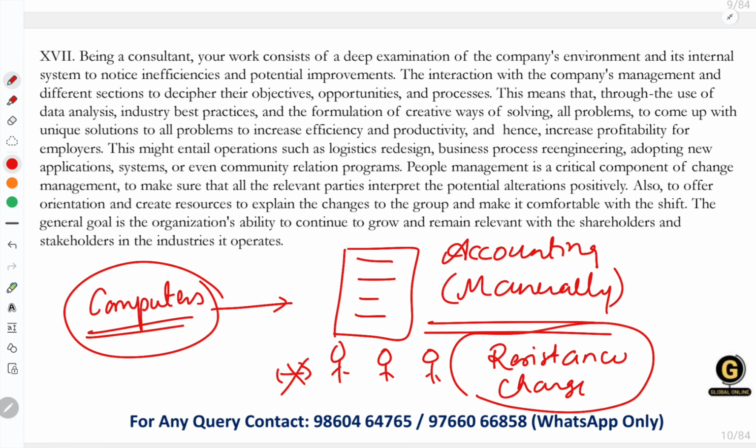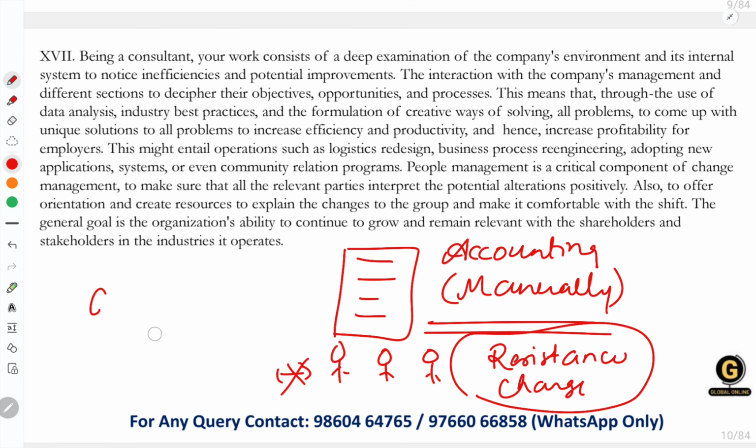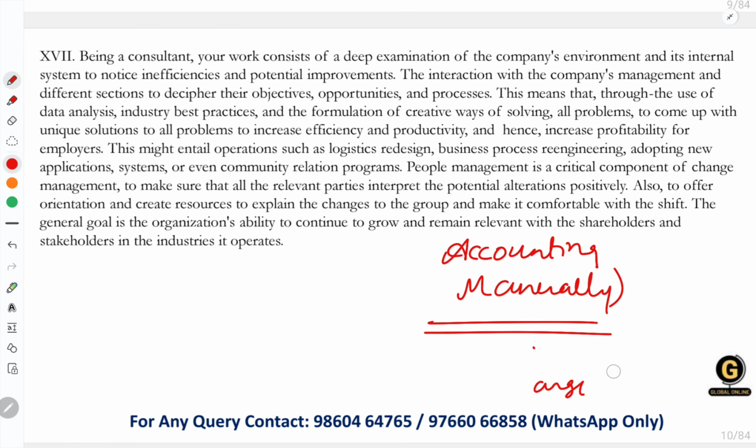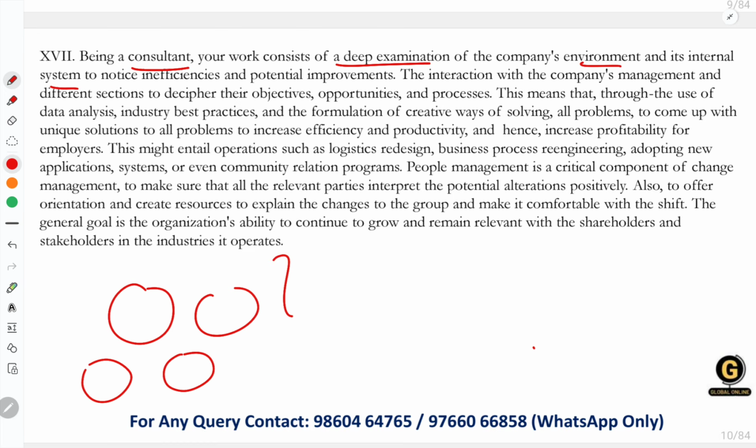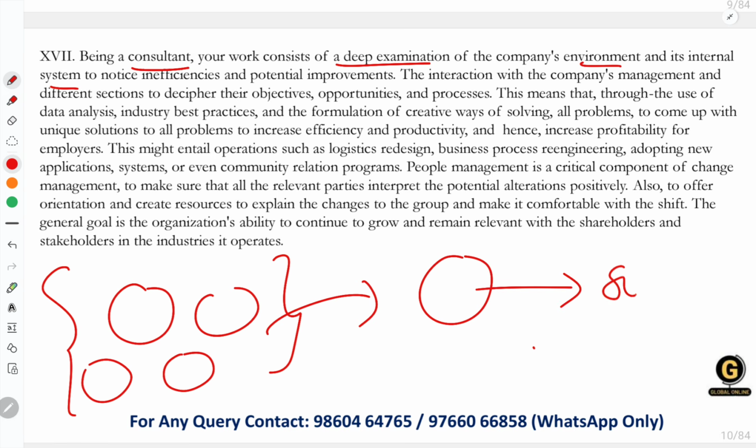Exactly, this is what is given in the paragraph. When the consultant is hired in the company to do a deep examination of the company's environment, systems and processes, what he will do is firstly collect all the data from different departments and understand कि क्या problem है, and he'll start working on that problem, and then come up with a solution. But is this solution acceptable to the employees out there? No, they will resist it because they have their comfort zone. This is what is given in this particular paragraph.